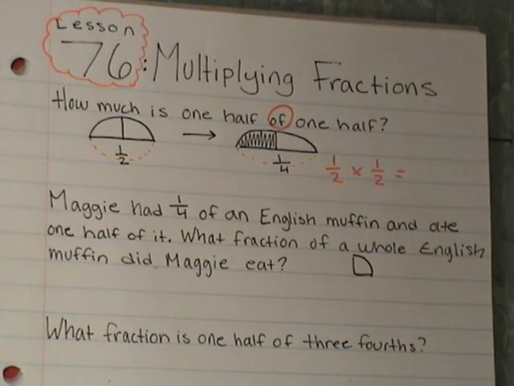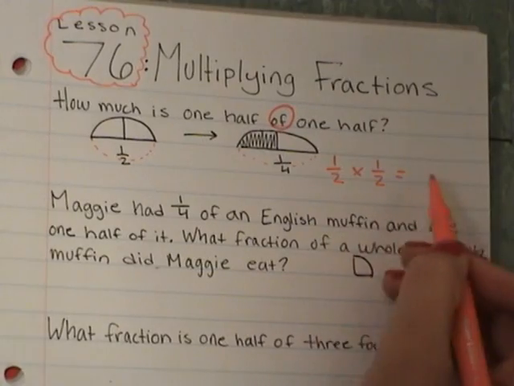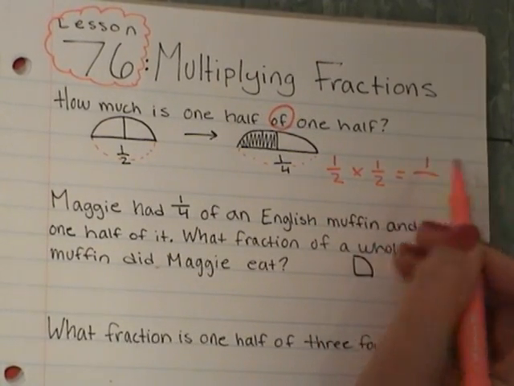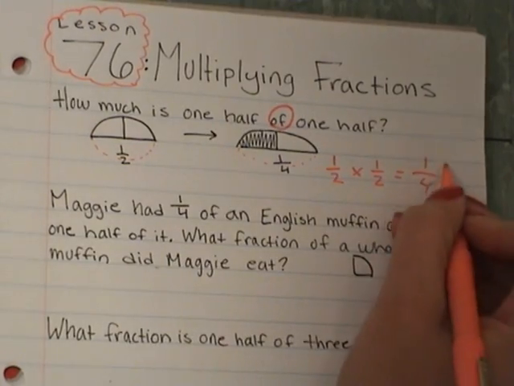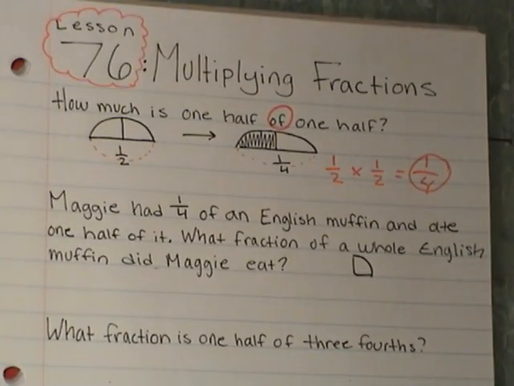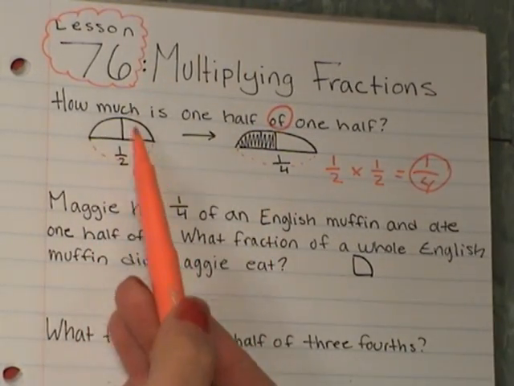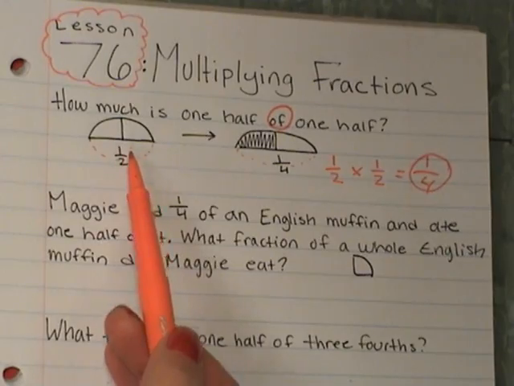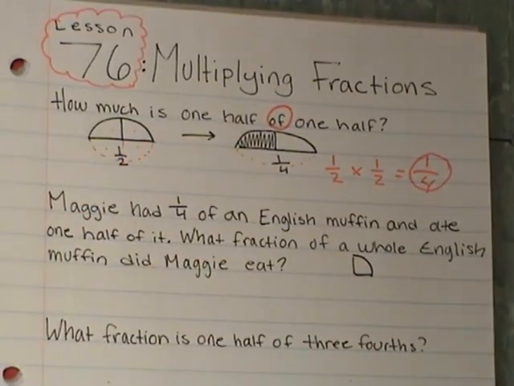The way we multiply fractions is actually much easier than I think some of you might be thinking right now. We take the numerators and multiply them: 1 times 1, 1. Then the denominators, 2 times 2, 4. And boom, that is our answer. If you want to see the picture version, this is a picture of it. 1/2, split it in 1/2. What does that become? 1/4.